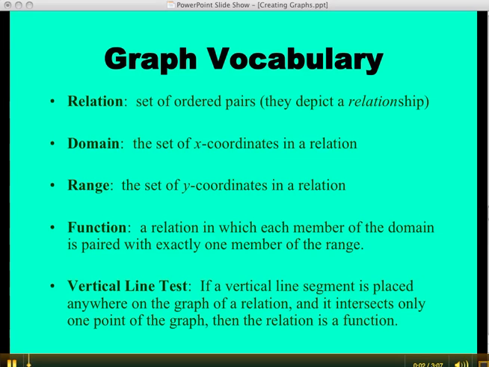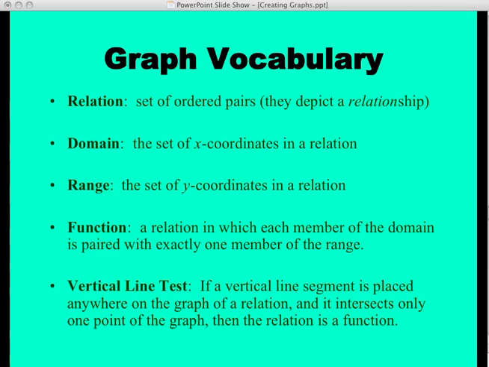We're going to add to our graph vocabulary today. We're going to start with the word relation, which is simply a set of ordered pairs. The x and y coordinates will have some sort of relationship with each other, which is why the set of ordered pairs is called a relation. The domain is the set of x coordinates only, and the range is the set of y coordinates only.